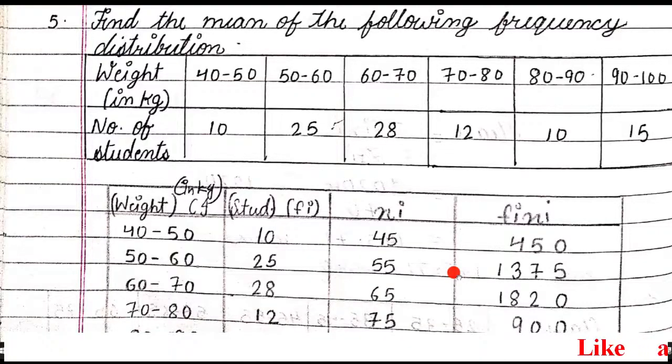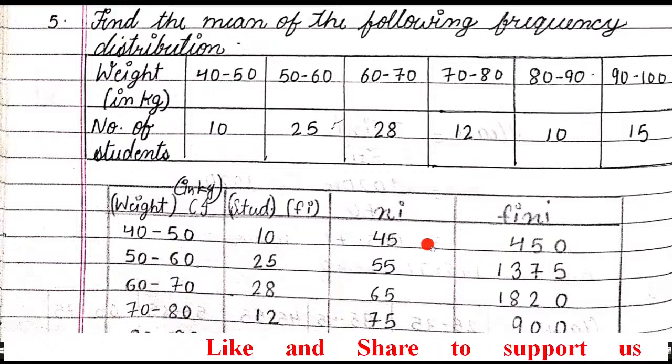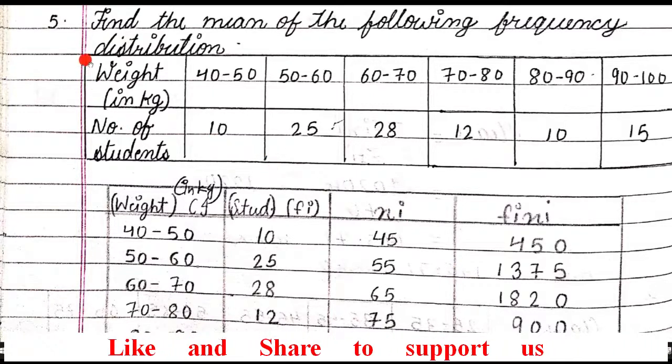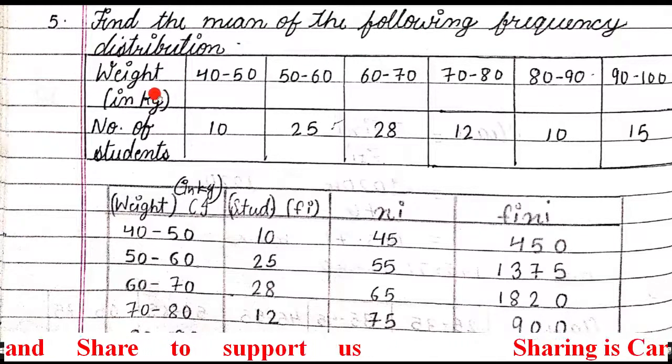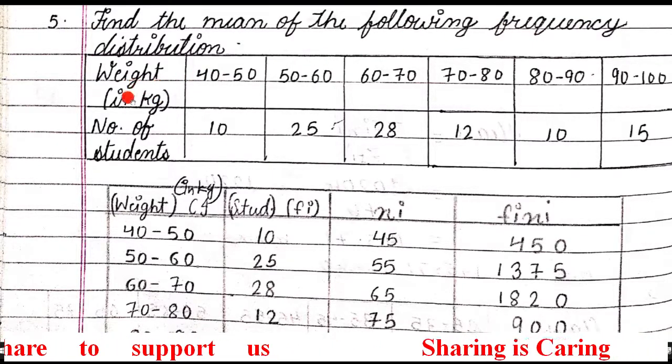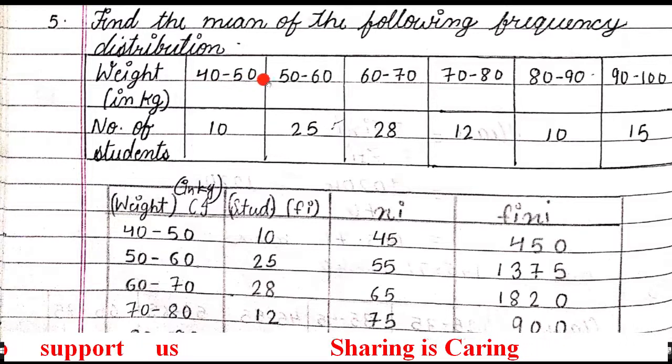Hello everyone. Today I am going to explain question number 6 and question number 5 of exercise 17.3 of class 10. As you can see, question number 5 is: find the mean of the following frequency distribution. The first row is weight in kg, and the data are given in groups.